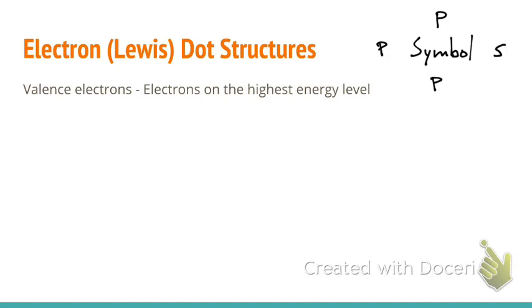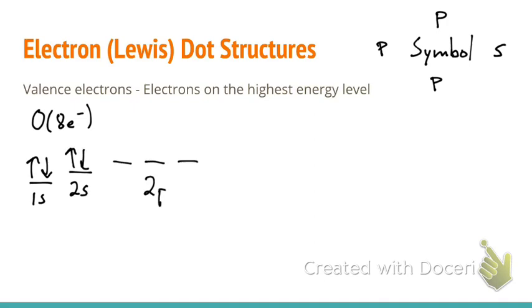If I take a look at oxygen, which has 8 electrons, what I'm going to do is first write the orbital diagram. So here's the orbital diagram, and here is the corresponding electron configuration.